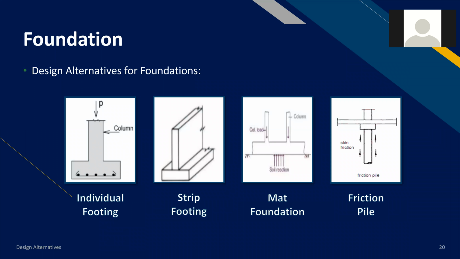We decided to view 4 designs for the foundation. The individual footing is good for column-supported loads from the structure, and strip footing is similar to the individual footing as it is a shallow foundation, but it supports loads from walls instead of columns. Mat foundations are more for larger loads than most other shallow foundations, and friction piles are a deep foundation that uses soil friction to support loads.